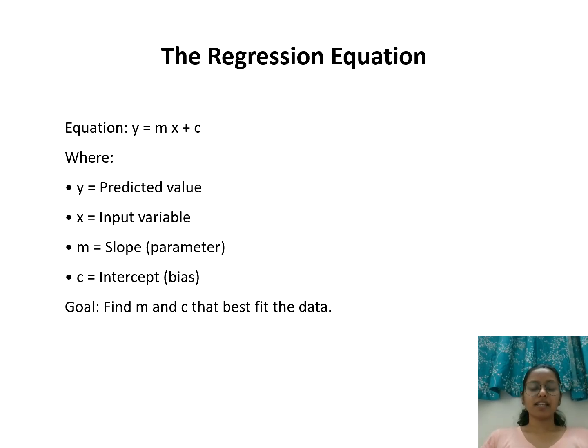The equation for this line is very simple. Y is equal to mx plus c. Y is the predicted output, x is the input variable, m is the slope, and c is the intercept. Our goal is to find the best values of m and c, so that our line fits the data as closely as possible.